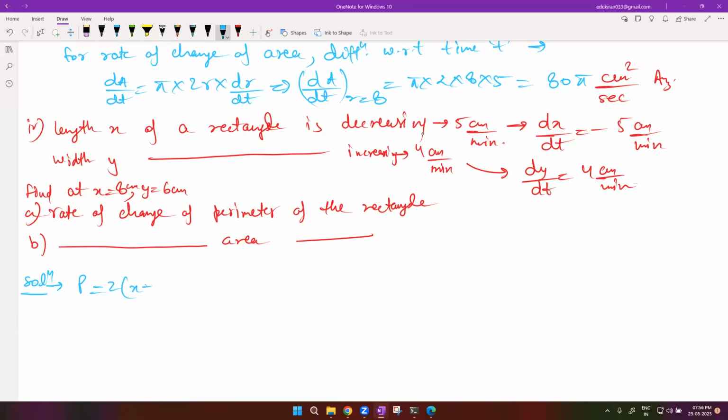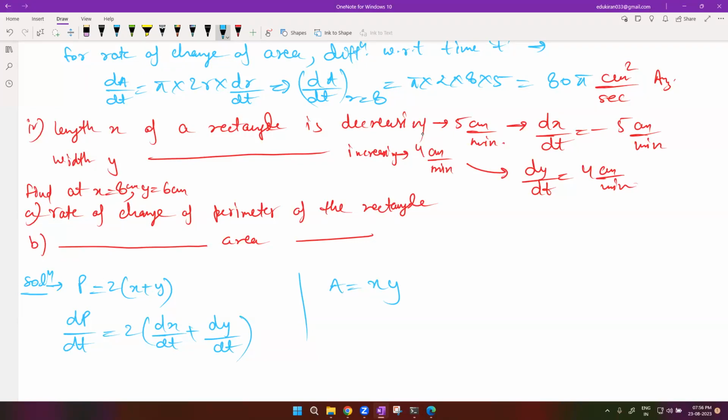So this should be twice of x plus y. And simultaneously, let's also write the formula of area of a rectangle, right? So in this case, there are two variables on which perimeter and area depend, which are x and y. So if I differentiate P with respect to t, I want to find out dP by dt, right? So dP by dt would be twice dx by dt plus dy by dt. We'll have to differentiate x with respect to t and y also with respect to t.